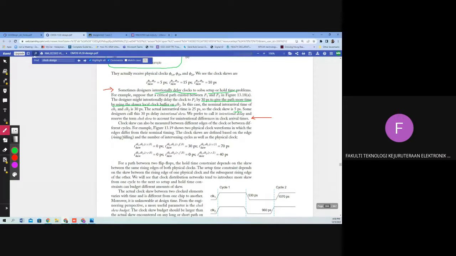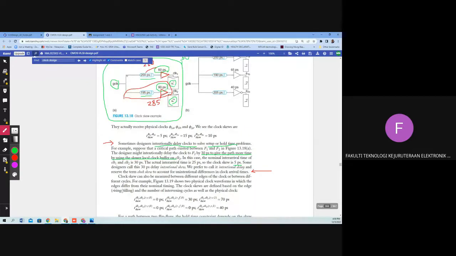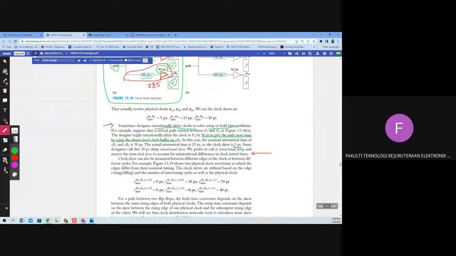For example, suppose that a critical path existed between F1 and F2 in figure 13.1a. So the path here between F1 and F2 is what we call the critical path. The designer might intentionally delay the clock to F2 by 30 picoseconds. So the clock from here to F2 is given 30, so this will become more delay.